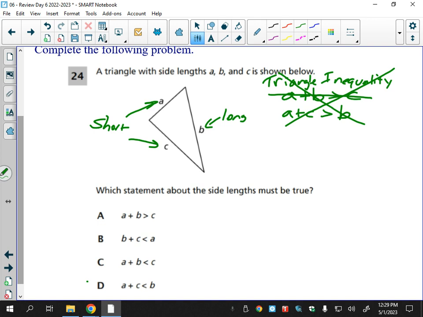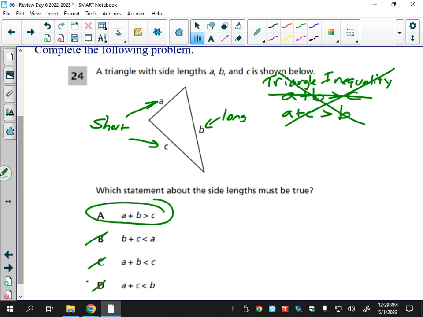D is saying that the sum of the two shorter sides is less than the long side. That's not true. We know that because of the triangle inequality. And then C is saying if you take a short side and the long side and add them, that's going to be less than the other short side. No. B is saying that the long side plus one of the short sides is going to be less than the other short side. No. The only reasonable answer is A, saying that one of the short sides plus the long side is going to be greater than the other short side.